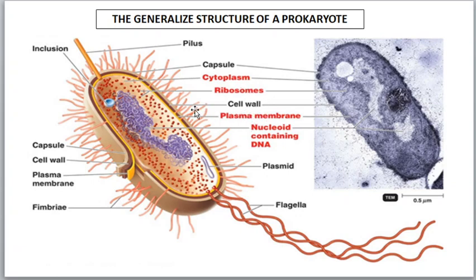Next, you have the cell wall. Okay, and then you also have the plasma membrane, and then you have the nucleoid, and then you also have the plasmid. Okay, what is a plasmid? Your plasmid is very unique. These are just found in prokaryotic cells, and its shape is like a circular double-stranded DNA. Bilog siya, and it contains two strands of DNA molecules.